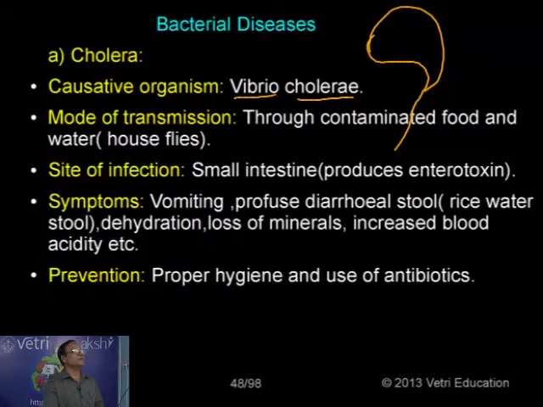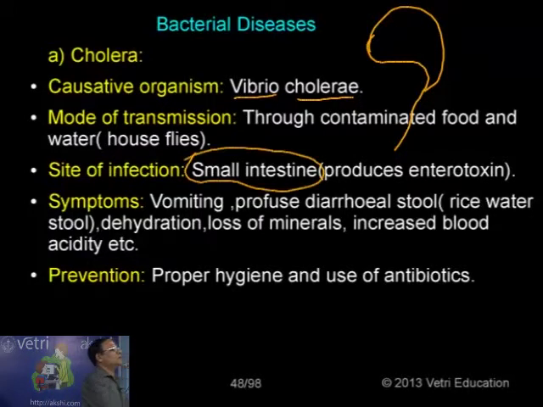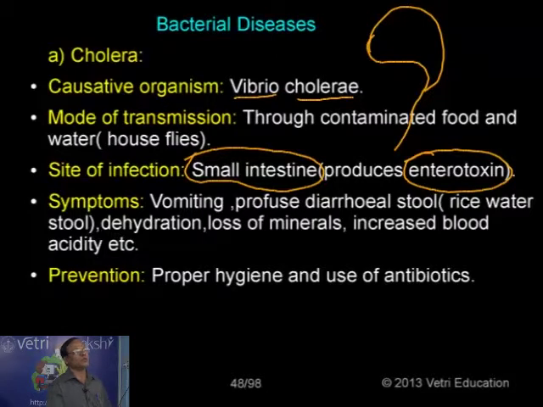Now, the site of infection: where does the parasite normally live? In the small intestine. There it produces a toxin, a poison it releases. As the poison is released in the intestine, it is called enterotoxin. Enteron refers to the digestive system. As the toxin is released by the parasite in the intestinal region, it is called enterotoxin.